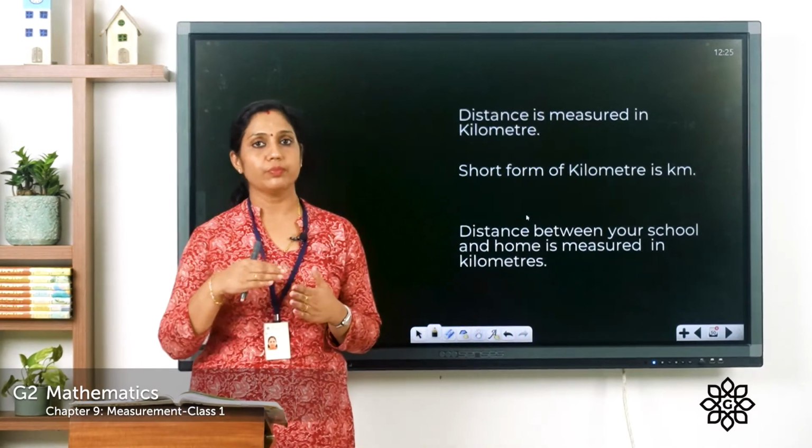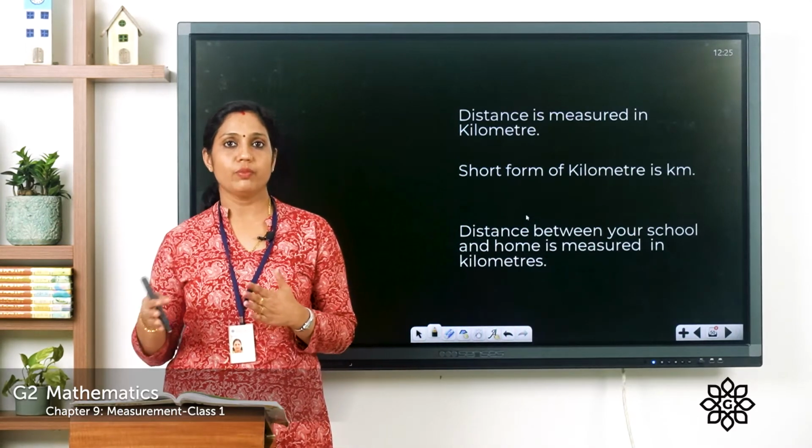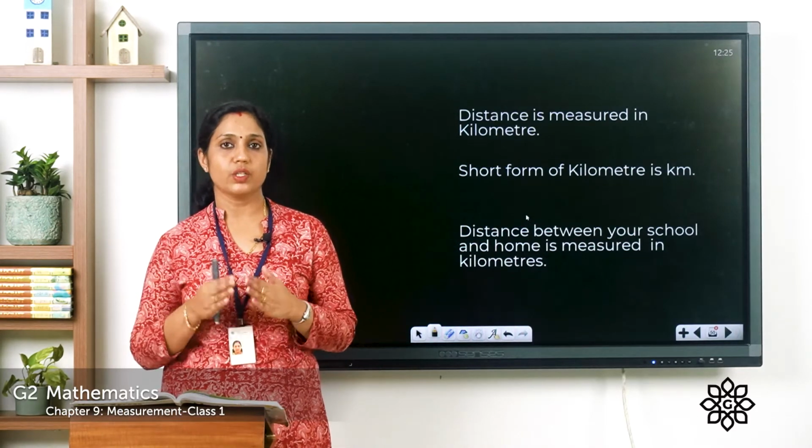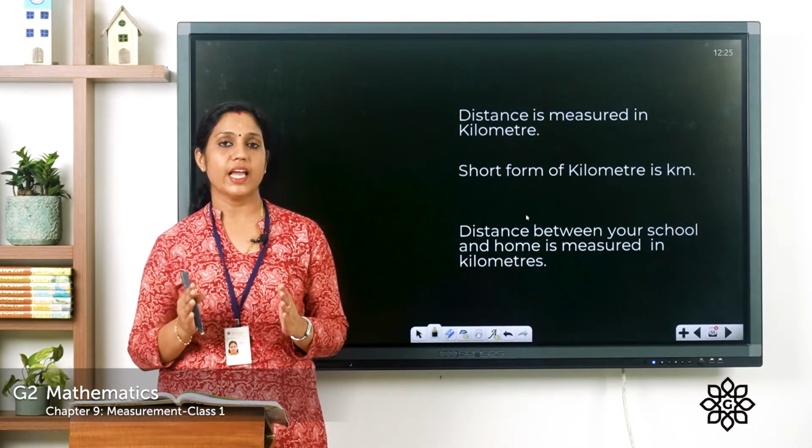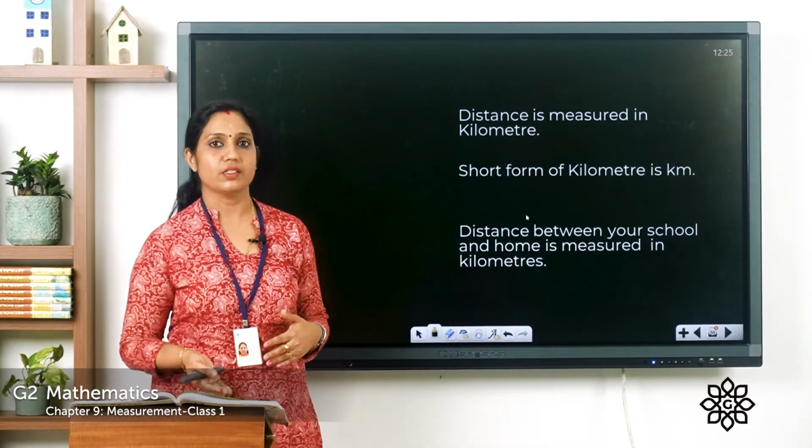Suppose you can say from Kanyirapalli to Kottayam, the distance is 40 kilometers. So that is the distance from Kanyirapalli to Kottayam. That is what we say, and that is measured in kilometers.